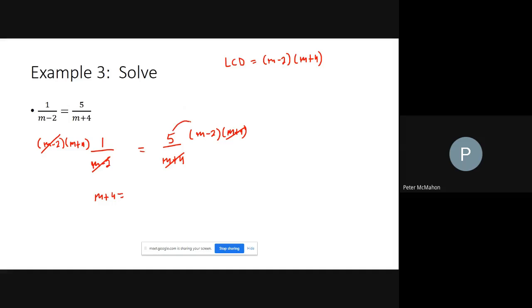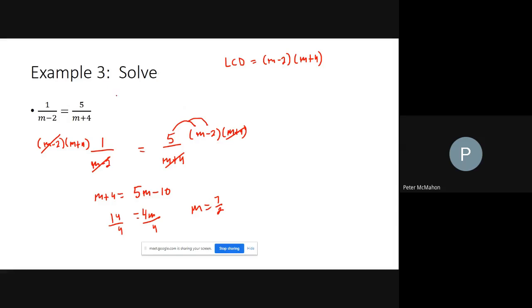And we have to multiply the 5 like this. We get 5m minus 10. Bring the m over here, bring the 10 over here. We get 4m equals 14. Divide by 4. Reduce this guy. We get m equals 7 over 2.